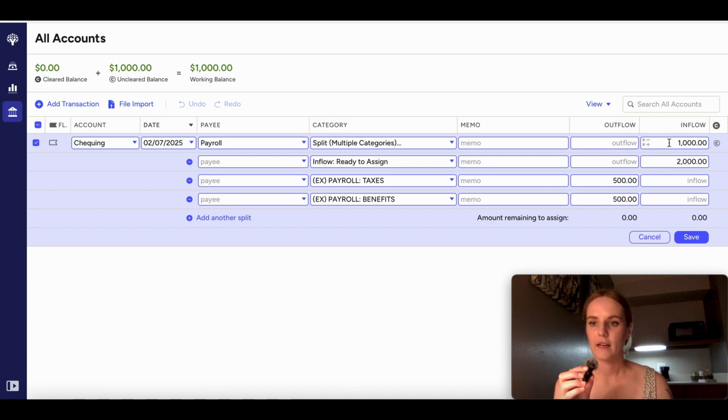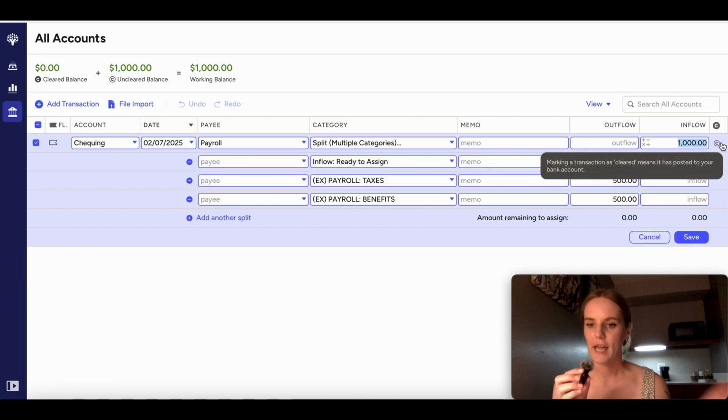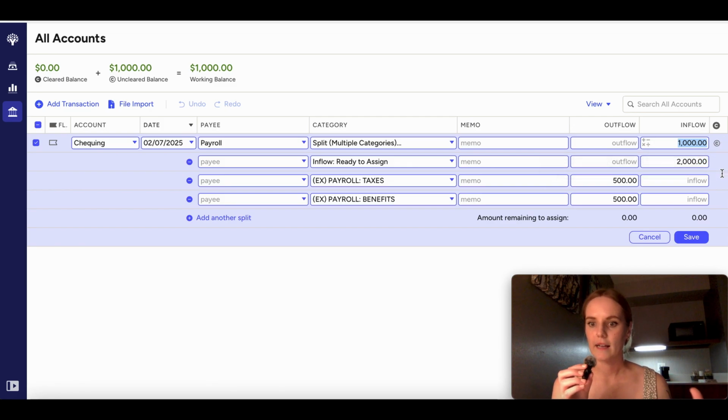So let's say you had $1,000 deposited, that was your net paycheck for that pay period. You would have split categories for all of the deductions and of course one for ready to assign. The ready to assign amount is going to be the gross paycheck amount. So in this example, let's say $2,000. And if your net was $1,000, obviously that means $1,000 was taken in deduction. For the sake of the example, I put taxes and then benefits, and I just put $500 for each of those.